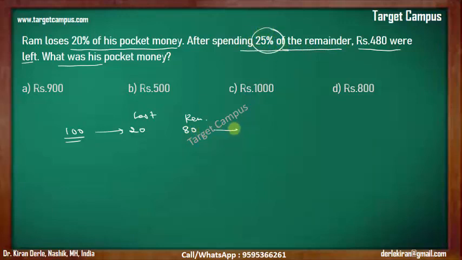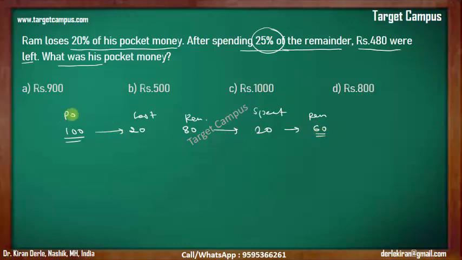25% is nothing but 1/4. Spent is 1/4 of this, that is 20. 20 is spent. So what is remaining now? What is remaining in this case? Remainder is 80 minus 20, 60. Remainder is 60, right?